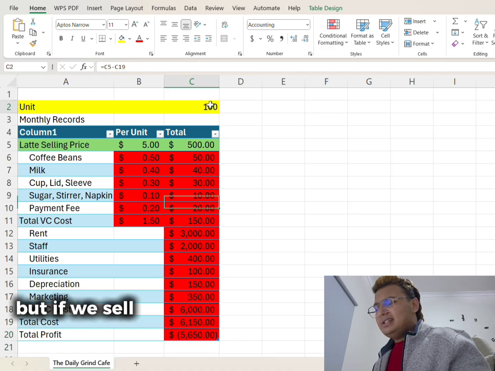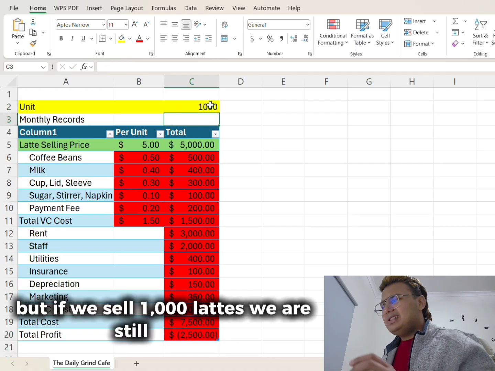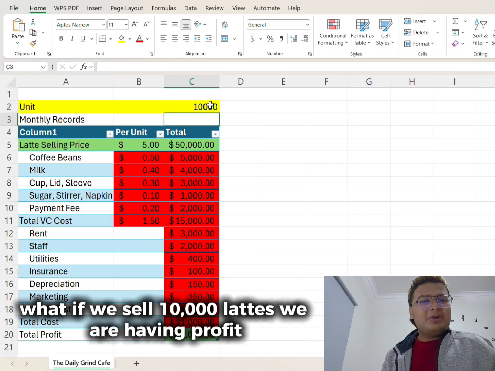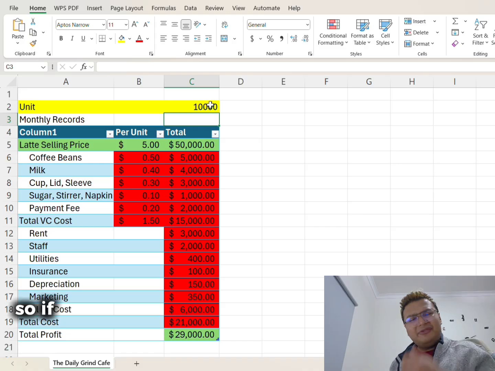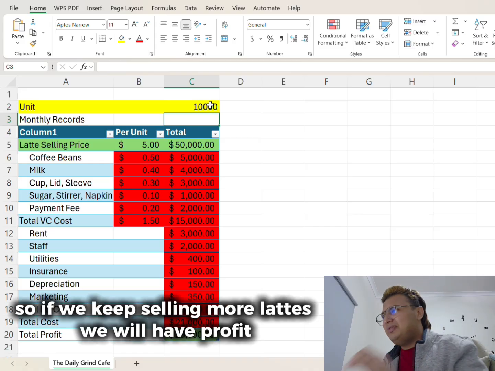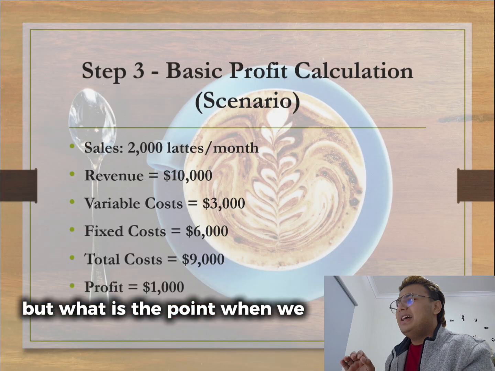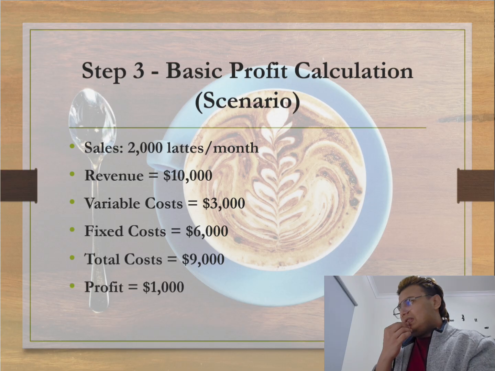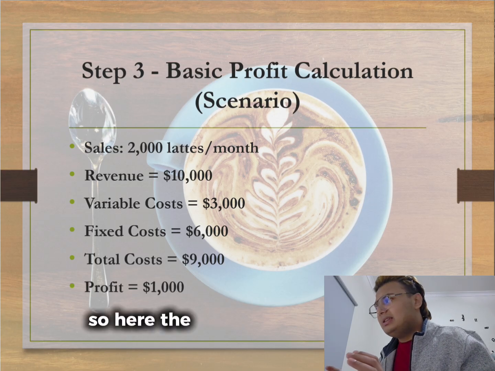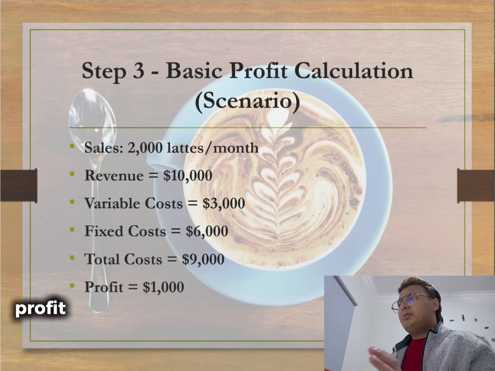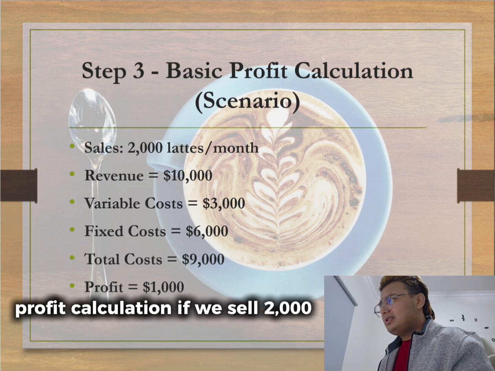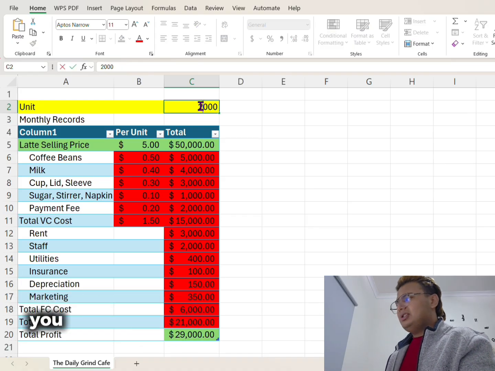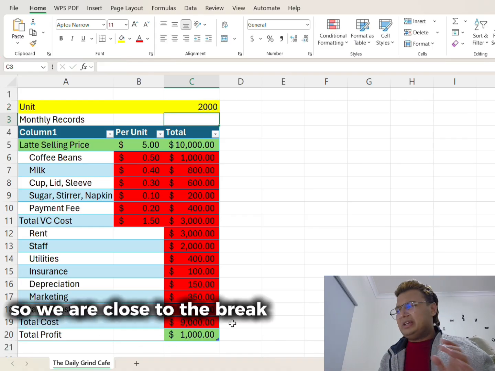But if we sell 1000 lattes, we are still at a loss. What if we sell 10,000 lattes? We are having profit. So if we keep selling more lattes, we will have profit. But what is the point when we start making profit? That is called the break-even point. So here is the basic profit calculation. If we sell 2000 lattes, you can see the profit is 1000, so we are close to the break-even point.